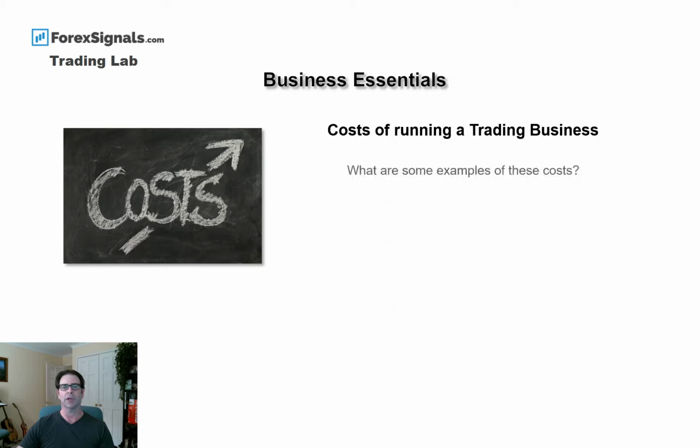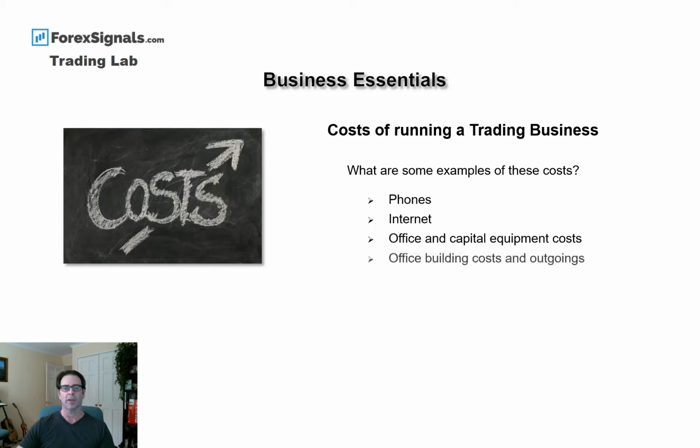So what are some examples of the costs of running a trading business? We've got phone costs. We've got internet costs, which could be broadband or 4G. We've got office and capital equipment costs. Office could be desks, filing cabinets, stationery, that sort of thing. If we elect to operate out of perhaps a serviced office or a separate building, then we've got building costs and outgoings. If you operate from home, then there's obviously a cost here as well to be able to operate your business from your home.